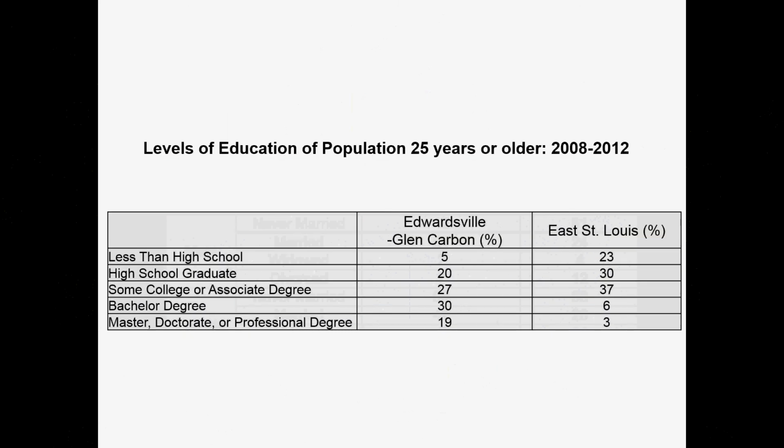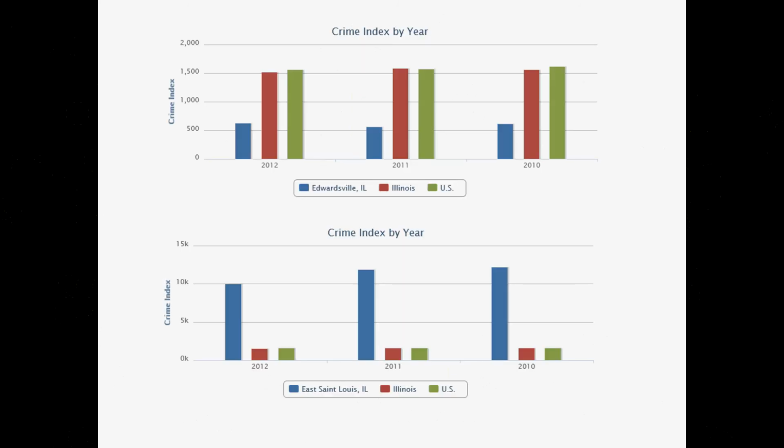For level of education, in Edwardsville there is a very high percentage with high school, some college, bachelor's degrees and graduate degrees. In contrast, in East St. Louis, there is a very high percentage with no high school, 30% have only high school, and a smaller percentage have college and post-college degrees. And the crime rate is very low in Edwardsville, but extremely high in East St. Louis compared with the state and national average.